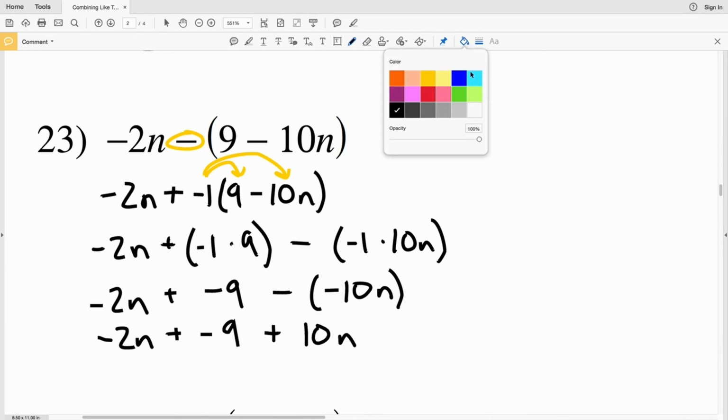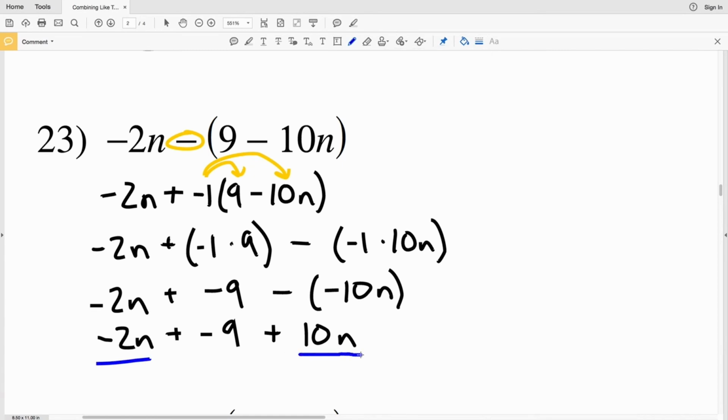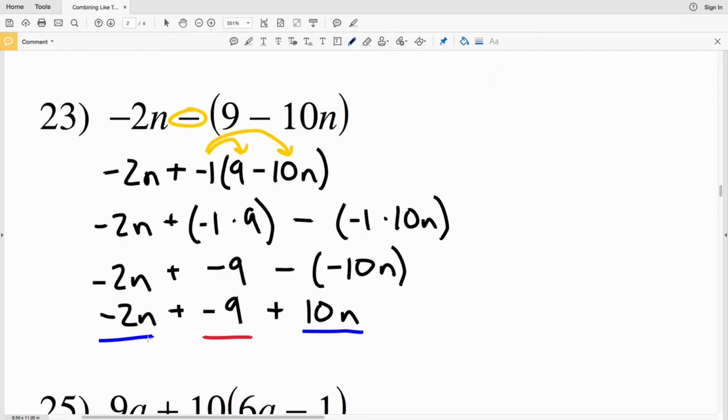Now let's go ahead and combine the like terms. We have a negative 2n that can be combined with 10n, and we're left with that negative 9. So this is going to be negative 2n plus 10n is 8n plus a negative 9, which is the same as saying 8n minus 9.